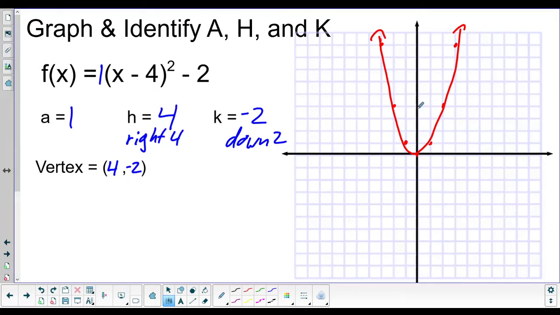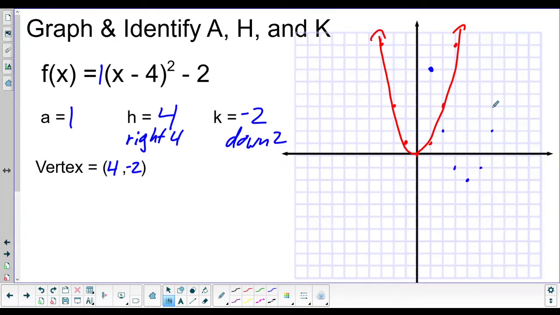Okay, so let's go move all our points. We're going to go right 4, down 2. Right 4, down 2. And then now you can kind of see the pattern, right? So the next one's right 1, up 1. Then right 1, up 3. And you can double check these, right?